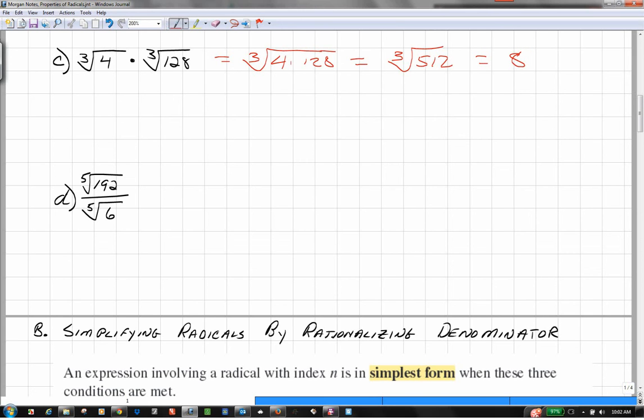They both have an index of 5, so they could combine under one radical, and I would do that if the 6 divides evenly into 192. That gets rid of my denominator, and it does. So I'm going to combine them under one single radical, and then 6 divides into 192 32 times, and so that would be not 2. That would be 2. Okay? Let's go to the next topic.